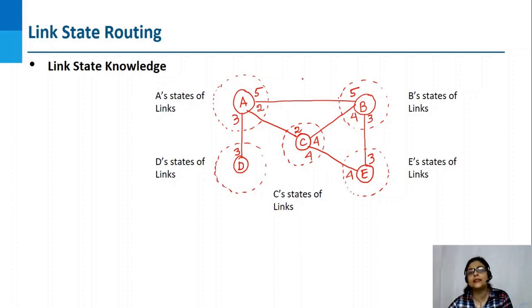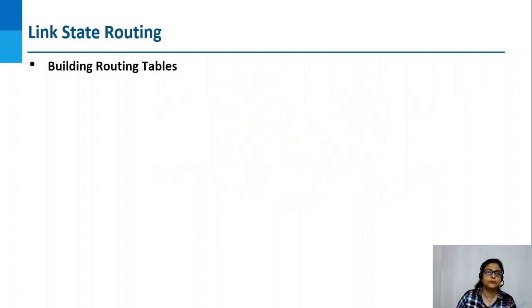For example, A is connected to B with a cost of 5, A is connected to C with a cost of 2, and A is connected to D with a cost of 3. So A will have its own state of links like 5, 2, and 3. Similarly, D is connected to A with a cost of 3. So again, D will have its own state of links with cost 3. Similarly for C, B, and E. They all have their own states of links.